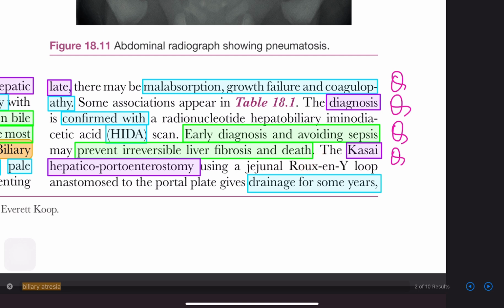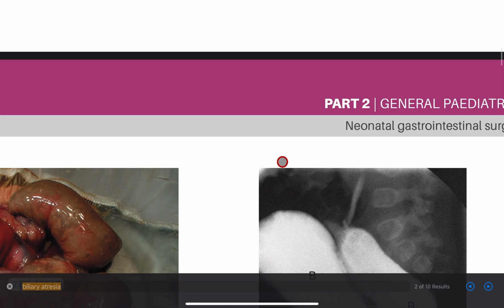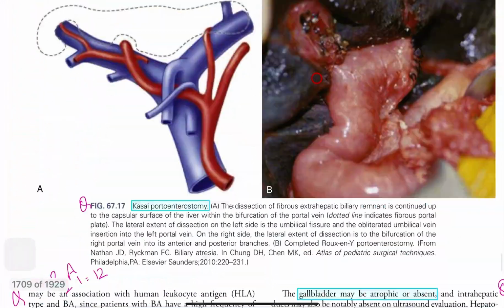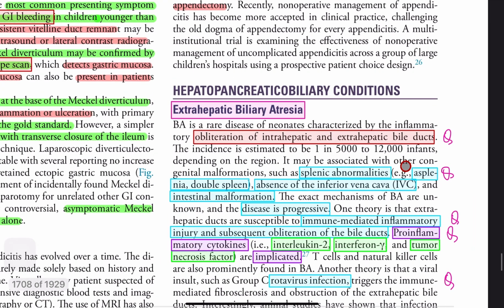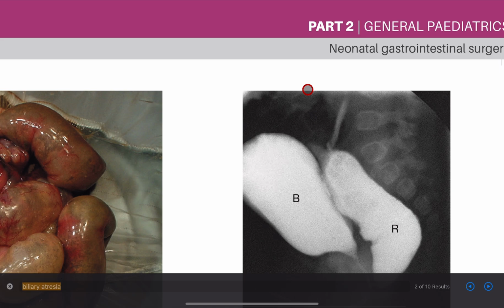Important line: the treatment of choice is Kasai hepatico portoenterostomy. Important one liner, an old age golden question, meaning 1000 times asked. Kasai hepatico portoenterostomy is done for biliary atresia. Let's see what is given in Sabiston.